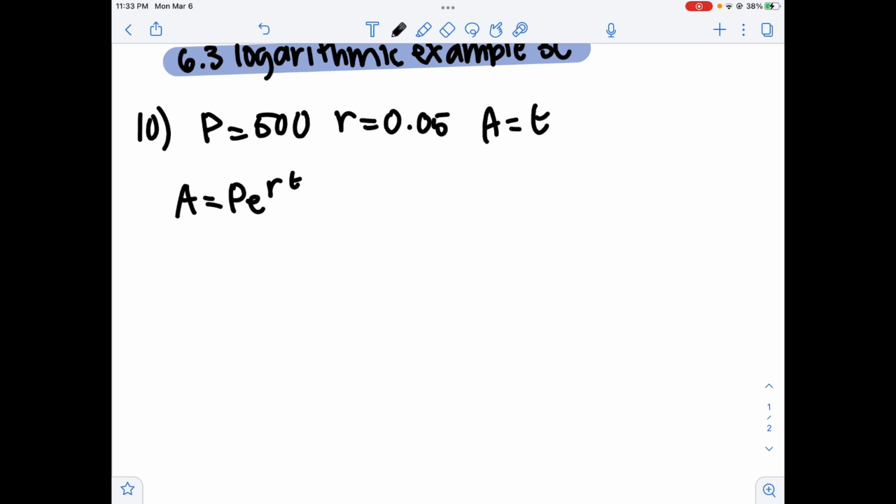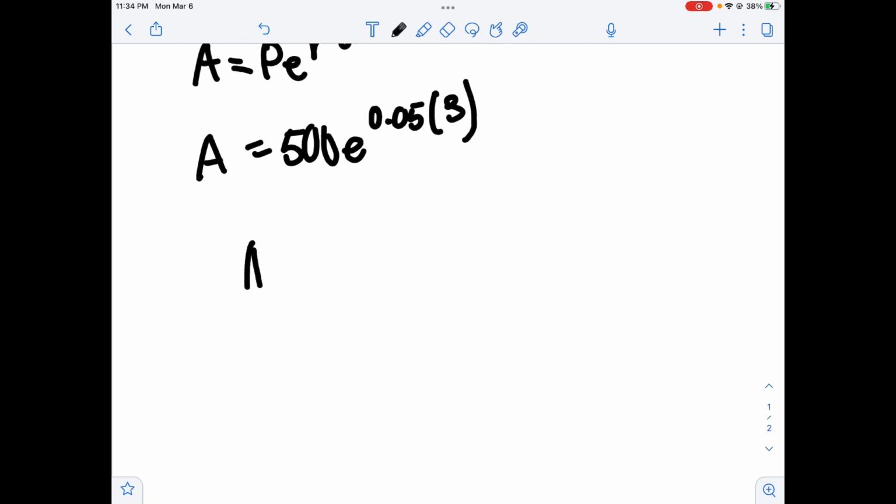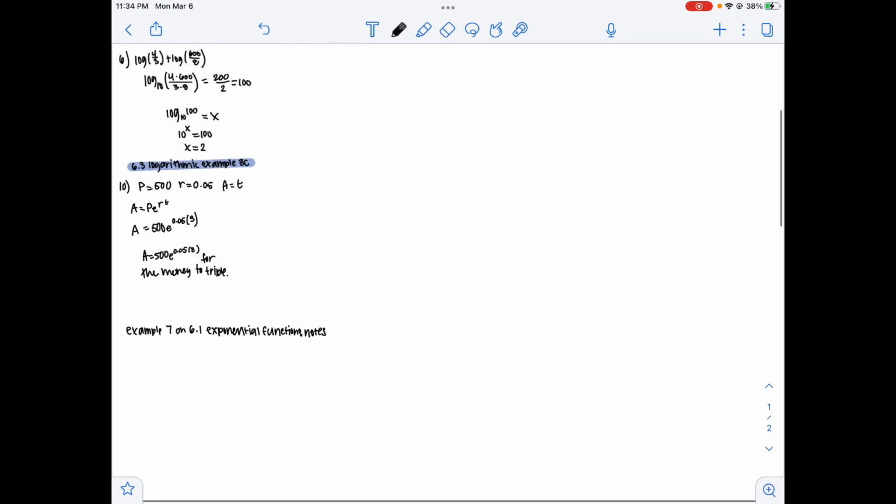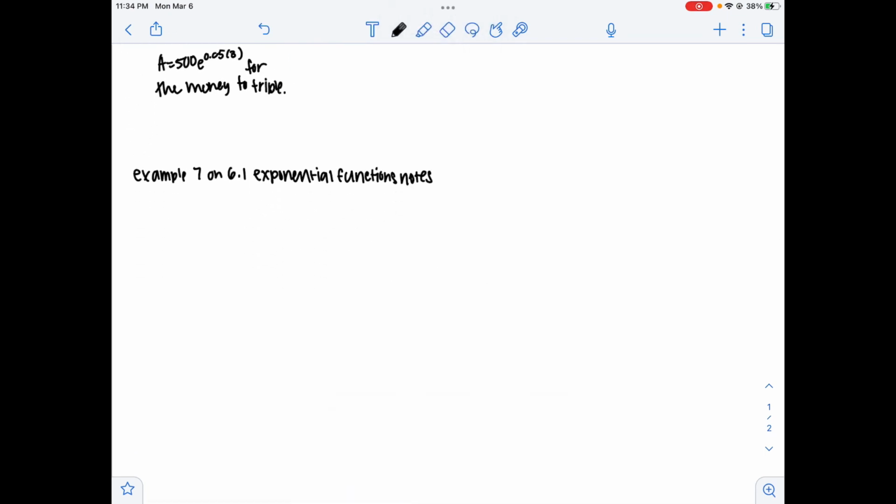And so using that, we're just going to plug in. So we get A is equal to 500 e, our rate 0.05, and the time is t. It's for the money to triple, so it's going to take A equals 500 e to the 0.05 t for the money to triple. And that's basically it. So we just need to calculate the problem. And a problem that I found was similar was example 7 on the 6.1 exponential functions.